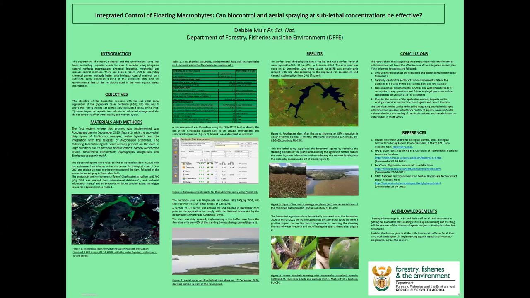The Department of Forestry, Fisheries and the Environment has been implementing integrated control of aquatic weeds for over three decades now. And the Ridderplot Dam was our pilot study on whether we can integrate chemical control and biological control at sub-lethal concentrations. The pesticide we trialed was a glyphosate-based herbicide, Kilomax, a glyphosate sodium salt, which we applied at a sub-lethal dosage of 1.55 kilograms per hectare as opposed to 3.1 kilograms per hectare.